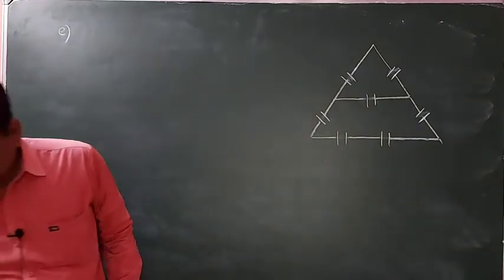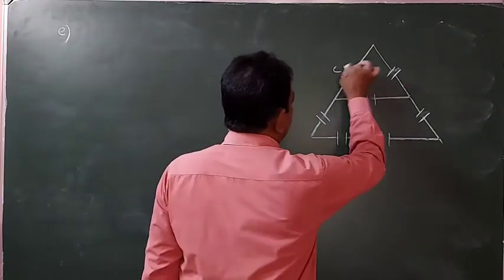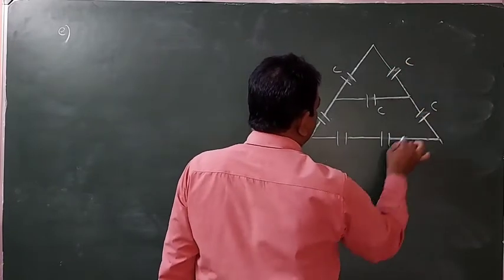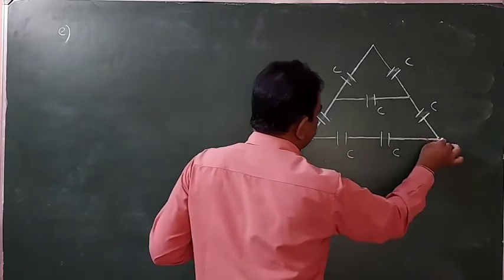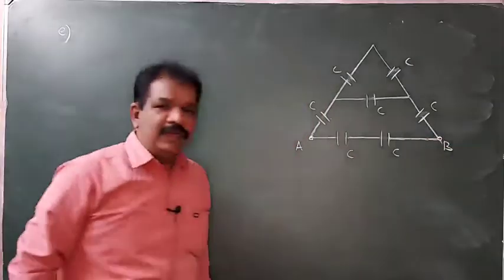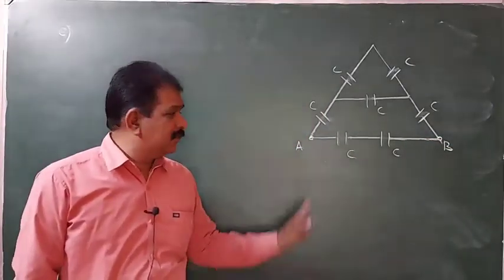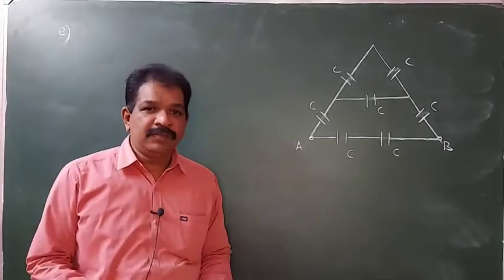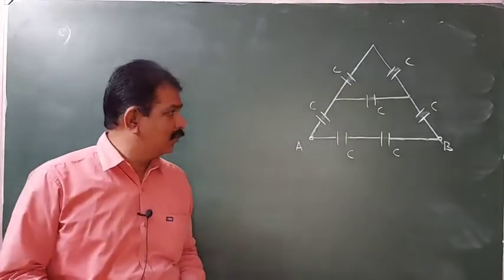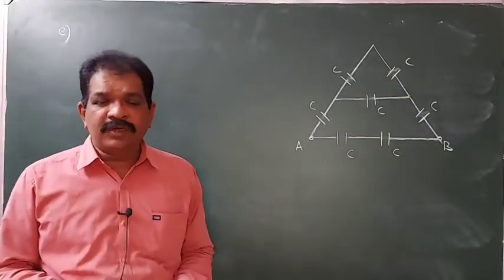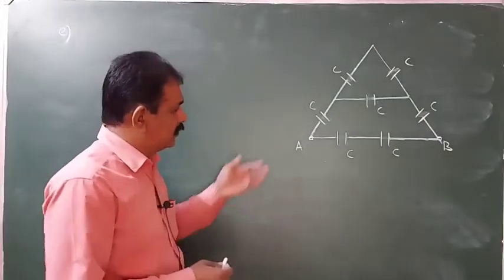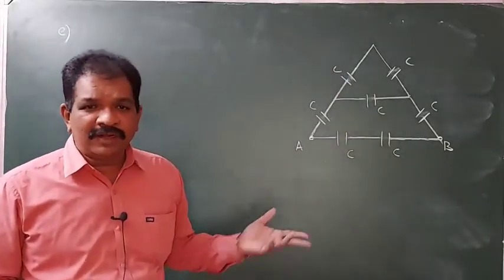Here all capacitors have capacity C. This is A, this is B. Find the effective capacitance between A and B. Clear? How to do this one? You take any 100 microcoulombs or 200 microcoulombs. The circuit is simple like that. 100 will be taken.